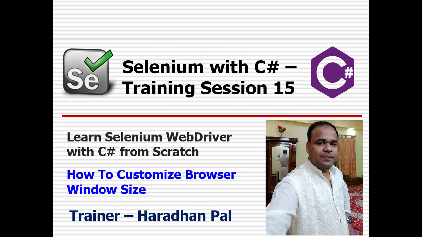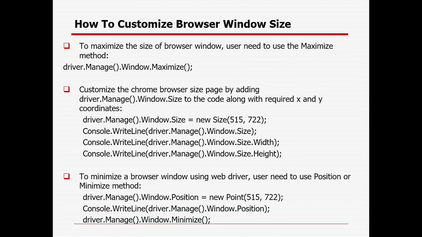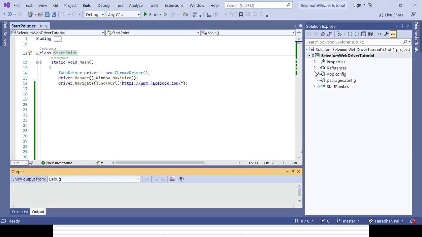In this session, I will discuss how to customize browser window size, means how to maximize our browser for testing, how to minimize it, how to zoom in to a particular pixel size. So maximize you already seen, right? If you want to maximize the size of the current browser window, user need to use maximize method, driver.Manage.Window.Maximize. So that is the part we are already doing every time whenever we are opening any web page.